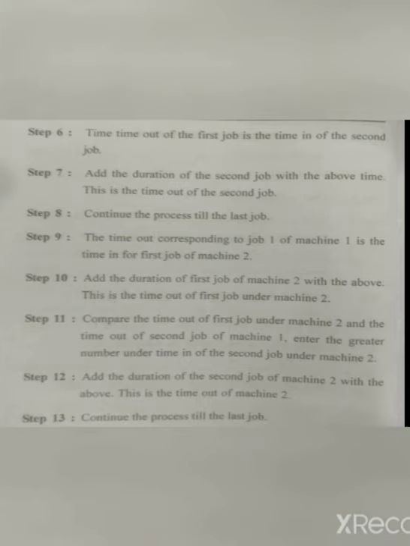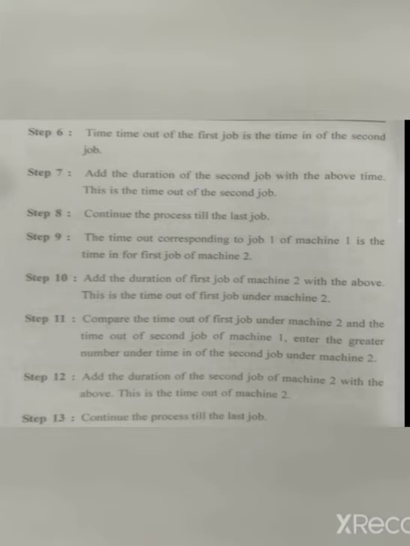The time out corresponding to the first job of machine 1 is the time in for the first job of machine 2. So for machine 2 you have the time in of the first job. Add the duration of the first job on machine 2 with the above. This is the time out of the first job under machine 2. The same process only, but for the second job, the time in value will be different.